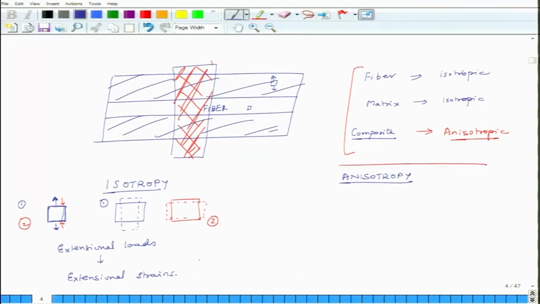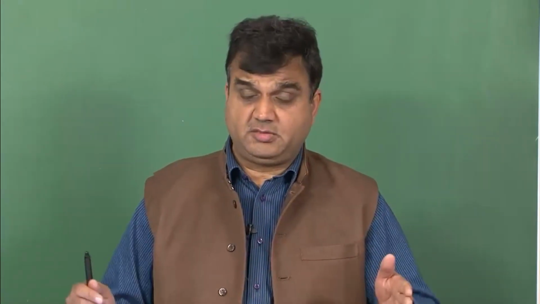Extensional loads will not generate shear strains. So in isotropic materials, if you pull it, it will still remain a rectangle. It will become a little longer and a little thinner. If you compress it, it will become a little fatter and a little shorter, but it will not generate a shear strain.